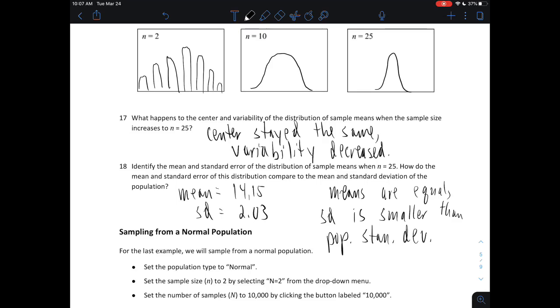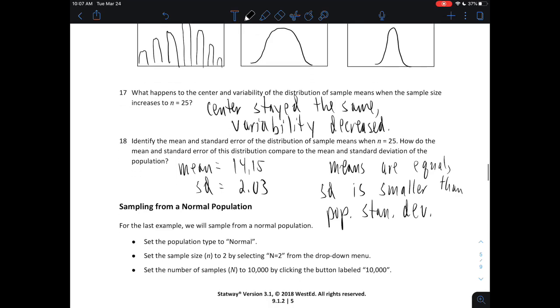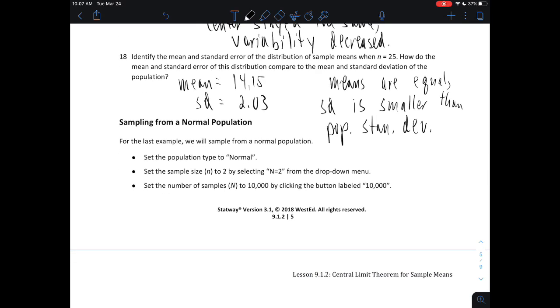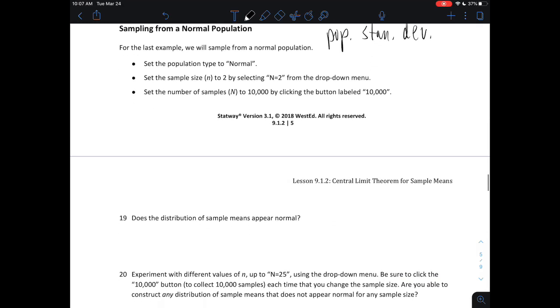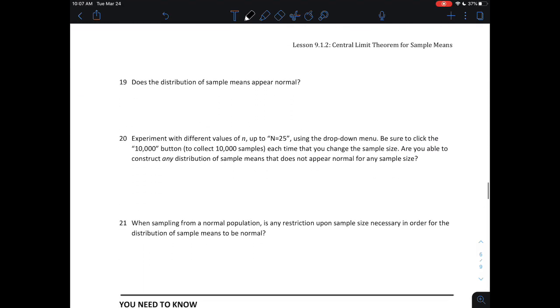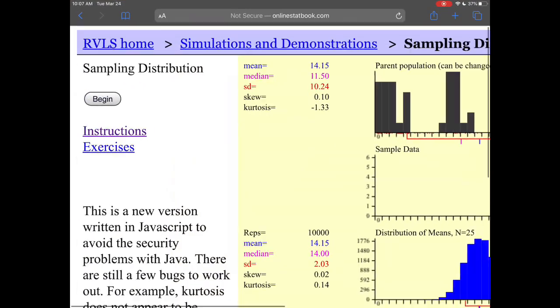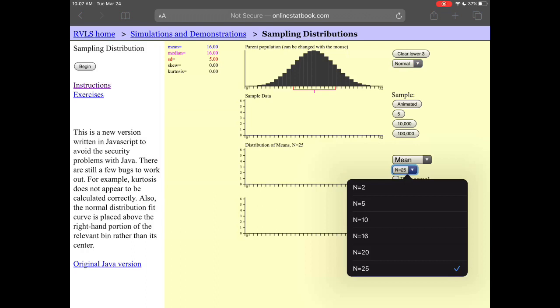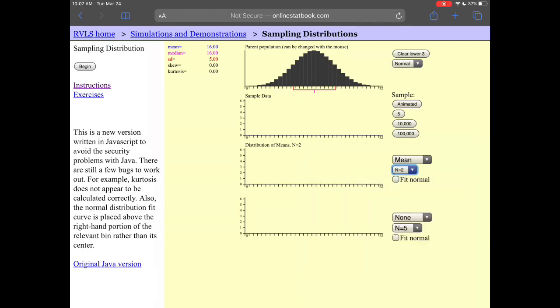So finally, after all of these different distribution shapes, what if we sample from a normal population? For the last example, we will sample from a normal population. We're going to set the population type to normal. Again, set the sample size to 2 by selecting n equal 2, and then set the number of samples to 10,000 by clicking the button labeled 10,000. And then we'll ask a couple of questions. So going back to our graphs, we'll set our population to normal, our sample size to 2, and then click on 10,000.